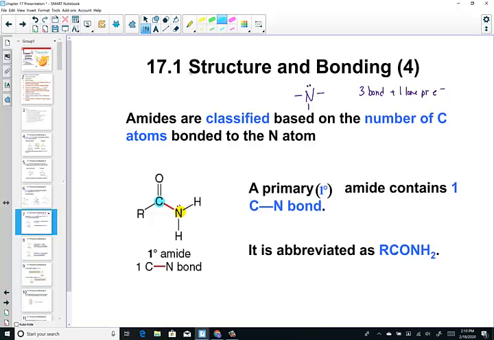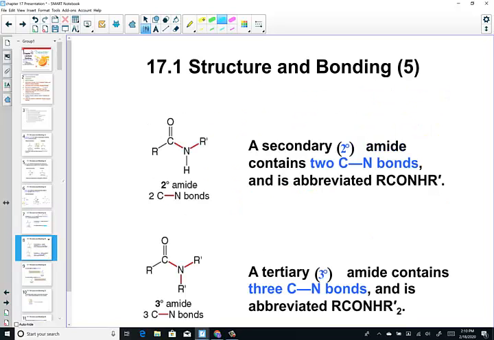And notice how we abbreviated it here, RCONH2. That's its abbreviation. In a secondary amide, find your nitrogen and count how many carbons it's attached to. It will always be attached to at least 1. If 2 of the 3 nitrogen bonds lead to other carbons, we call it a secondary amide. And that gets abbreviated RCONHR prime, where R prime is the carbon chain that's coming off of the nitrogen.